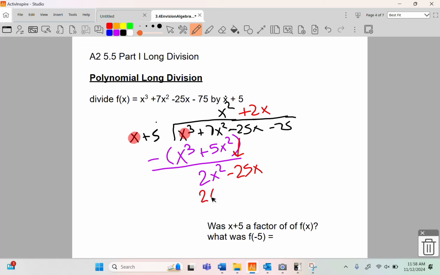2x squared plus 10x. Again, you need to be wrapping before you subtract. All right. Next, the leading pieces will always cancel each other out. Always. So it's a negative 25x take away a positive 10x. What is it? Negative 35. It's negative 25. Keep counting to the left, 10 places. Negative 35.